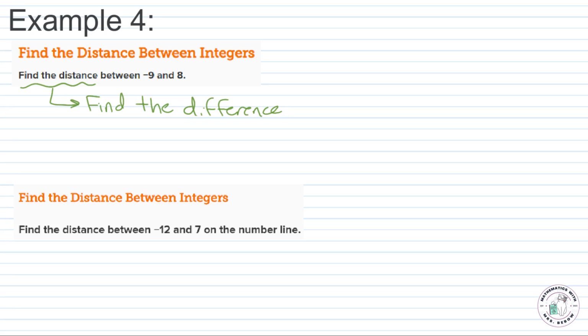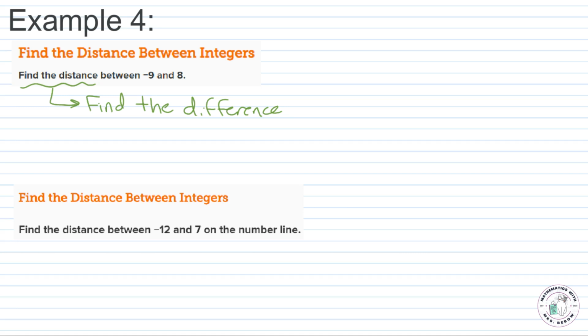In this video, we're going to continue our video series on subtracting integers. And in this one, we're going to talk about problems where they ask you to find the distance. So for this first one, it says find the distance between -9 and 8. And really all this means is to find the difference. So if you can keep that in mind, when the problem asks you to find the distance, they just want you to find the difference between these two values.